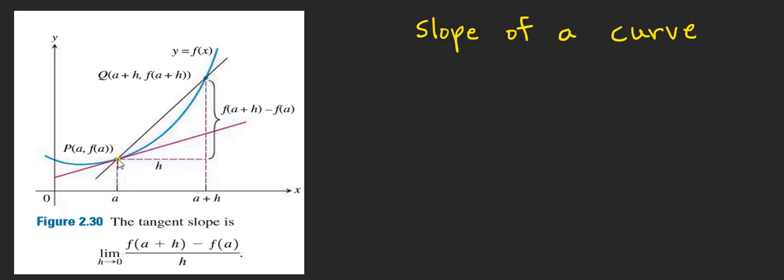But what about if you want to find the slope of this tangent, which is a red line, at that particular point, f of a? That's what we're going to talk about.